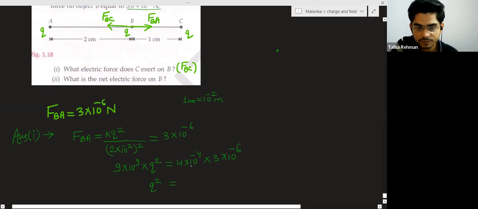So this will become 4 3s are 12 into 10 to the power minus 6, and this is divided by 9 into 10 to the power 9.